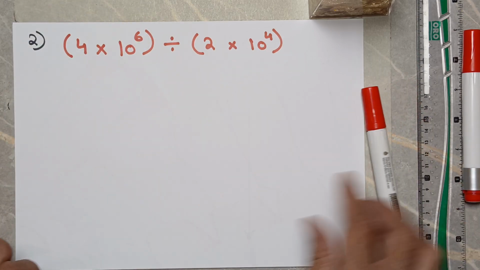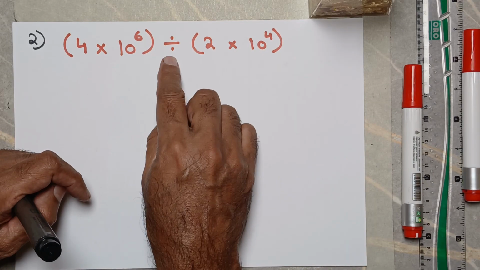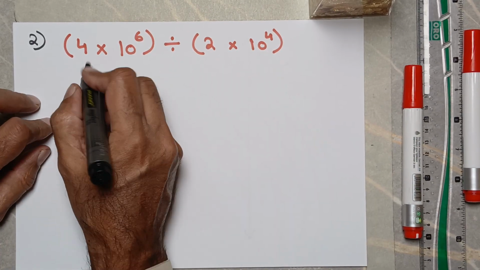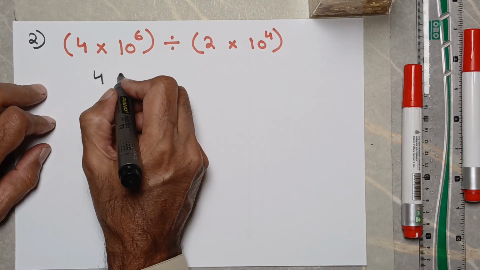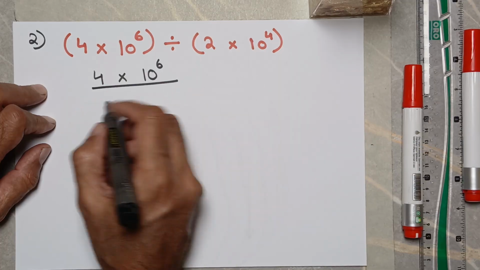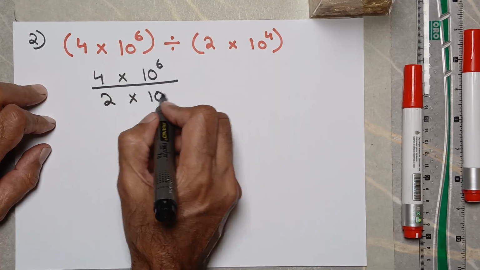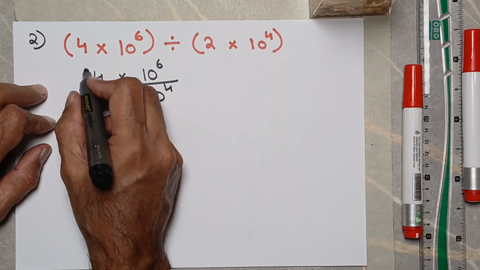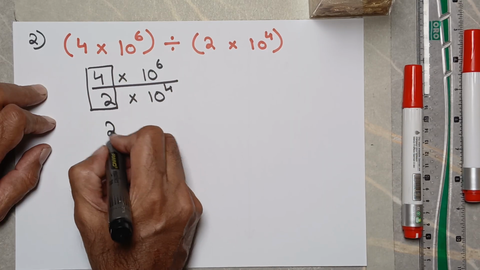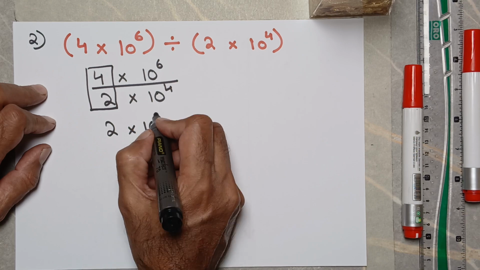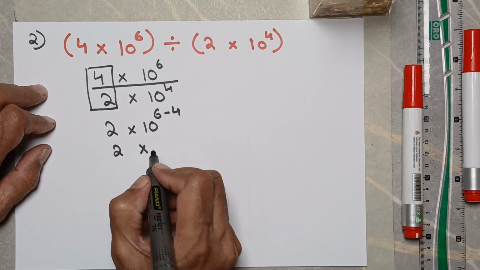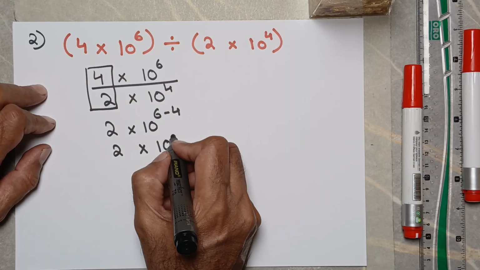In question number 2, we have 4 times 10 raised to the power 6 divided by 2 times 10 raised to the power 4. Simply, first of all, write this problem in the same division form: 4 times 10 raised to the power 6 divided by 2 times 10 raised to the power 4. Simply 4 divided by 2. First of all, solve the non-exponential part. And here we have 2 times 10 raised to the power 6 minus 4. So we have the solution: 2 times 10 raised to the power 2.